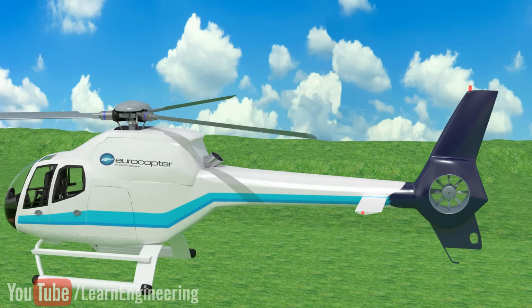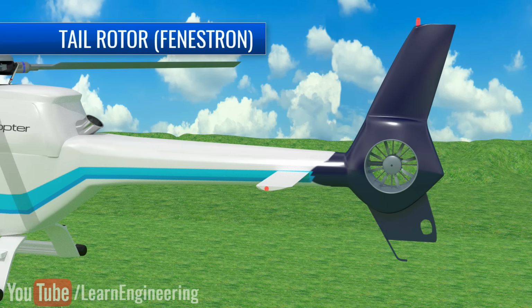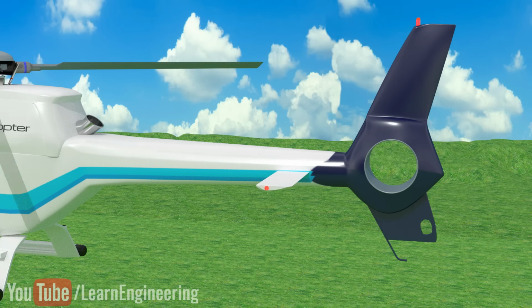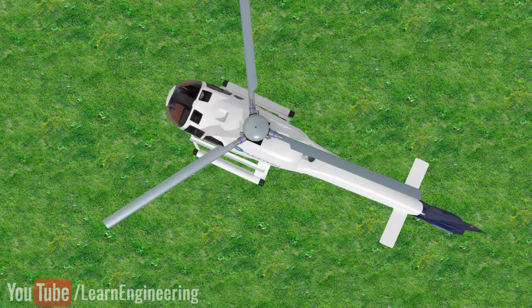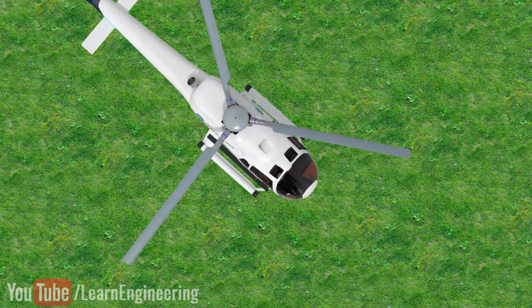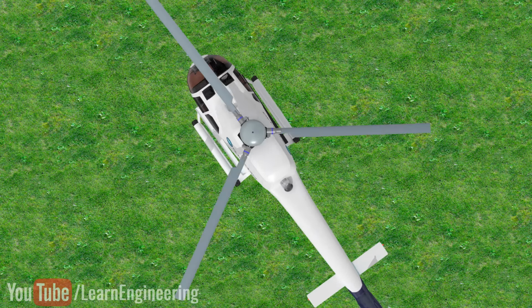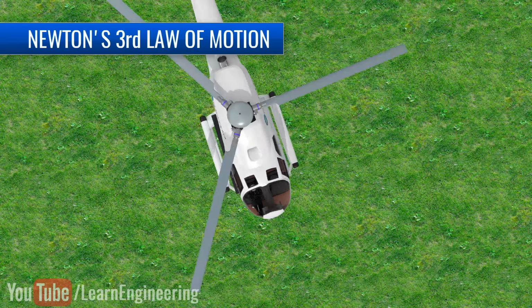If you have ever seen a helicopter, you are sure to have seen a tail rotor. Every single rotor helicopter needs this tail rotor for effective operation. Without the tail rotor, the helicopter fuselage would have spun as shown. This is due to a consequence of Newton's third law of motion.